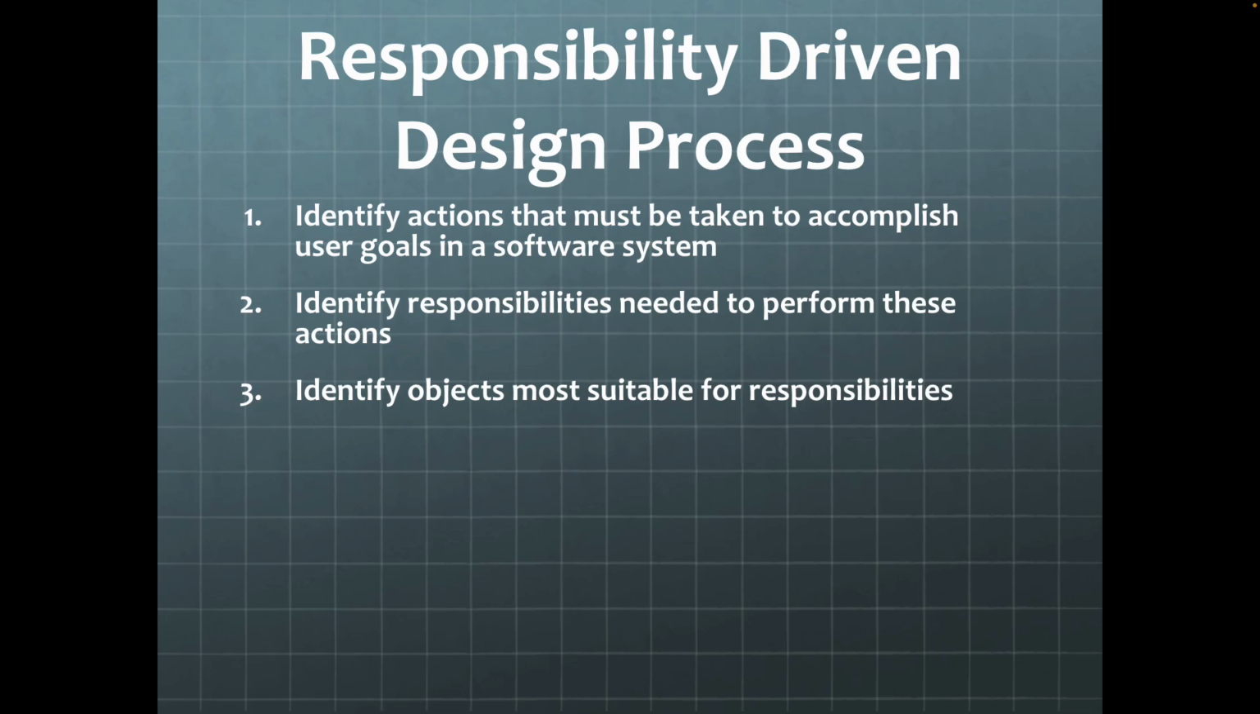Next, after we identify the responsibilities, we need to identify the objects that are most suitable for those responsibilities. An example of a responsibility: if I'm listing products, then one of the responsibilities is retrieval of products from the database. That's like a repository object. So the responsibility is data retrieval, and I can assign it to a repository object. That object would become a product repository that would be responsible for retrieving products from the database, for example.